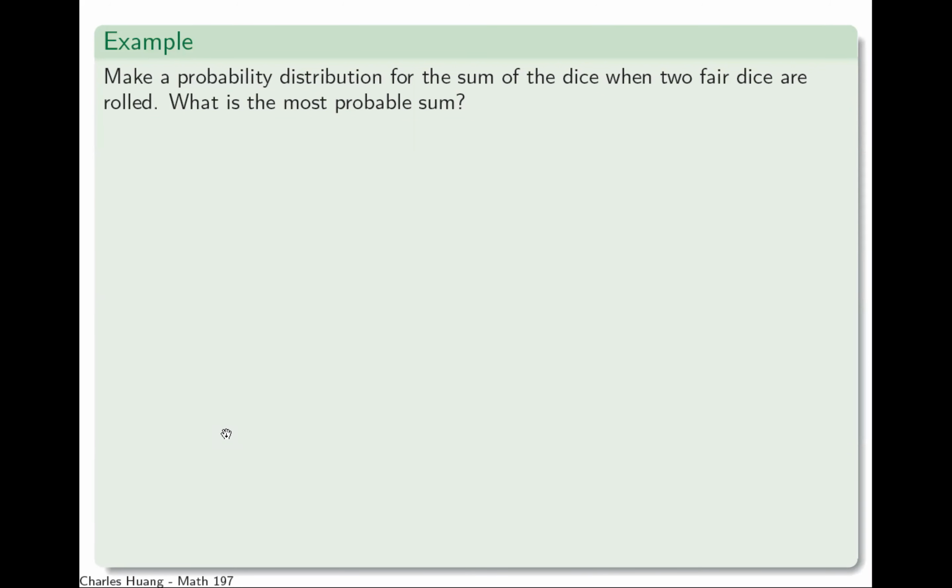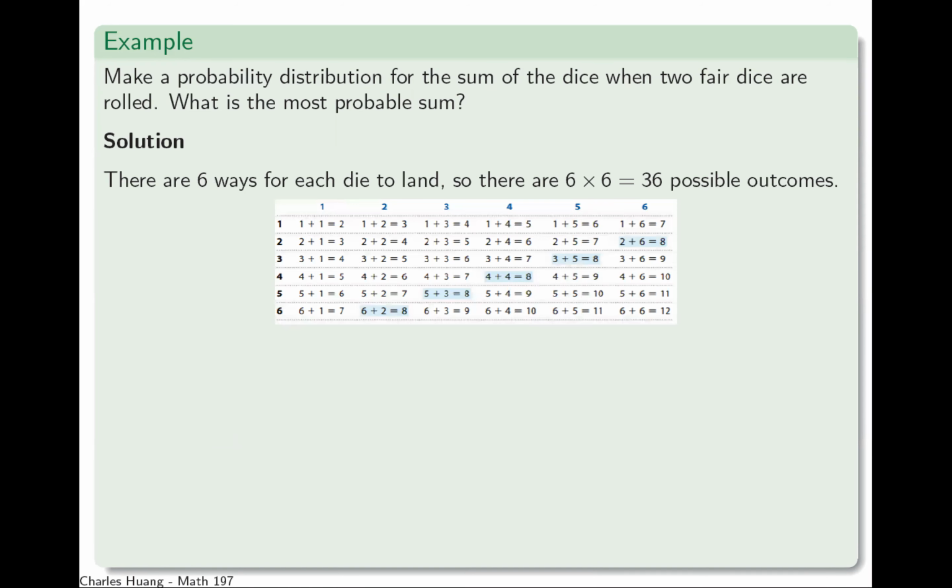Now we might have to make a probability distribution when we roll 2 dice, and we want to find the sum of the dice. It's a little bit tricky if you don't write anything down. So when we roll 2 dice, it's a little bit easier to write down all the different possible outcomes.